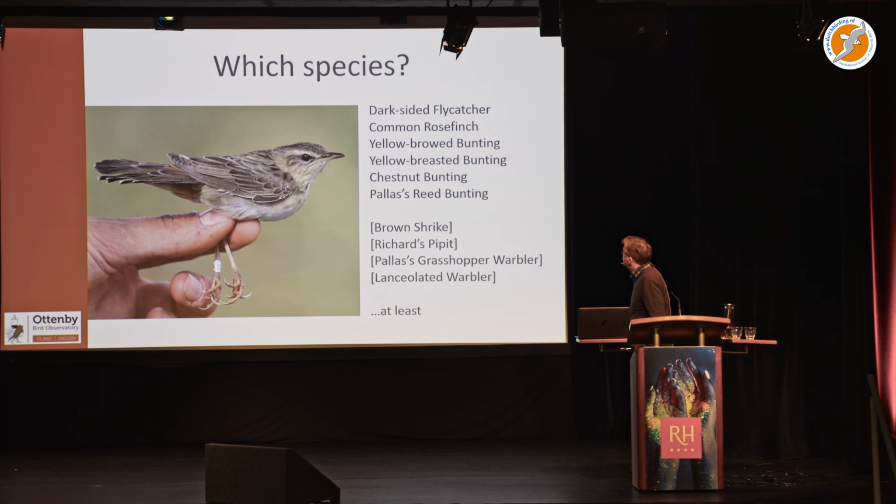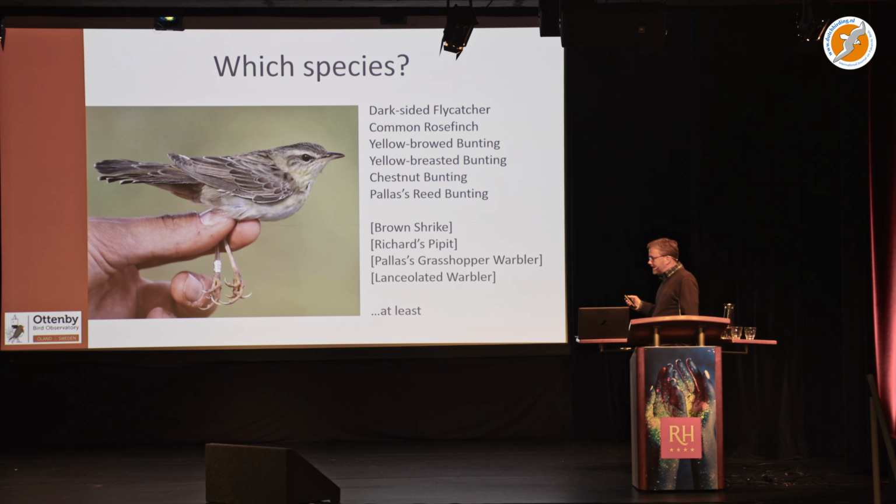So, okay, which species? Well, at least these ones. We have the top group here with dark-sided flycatcher, common rosefinch, yellow-browed bunting, yellow-breasted bunting, chestnut bunting, Pallas's reed bunting. These are prime examples of this moult pattern. But then we also have, for example, brown shrike, Richard's pipit, Pallas's grasshopper warbler, and lanceolated warbler.